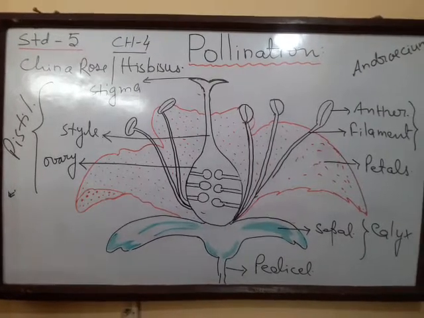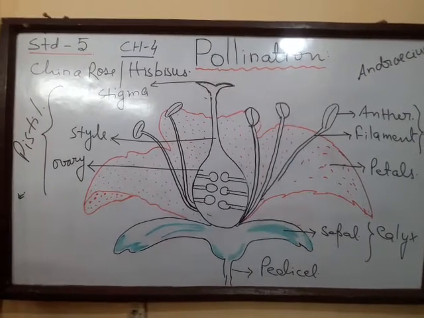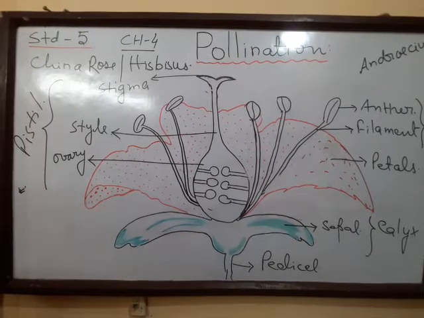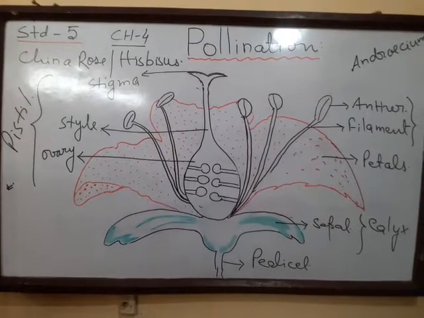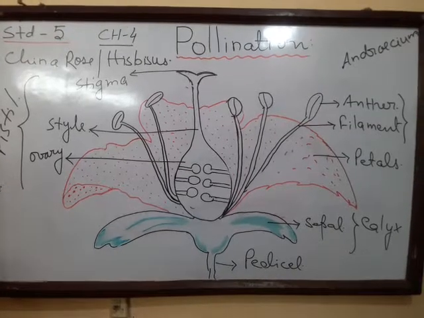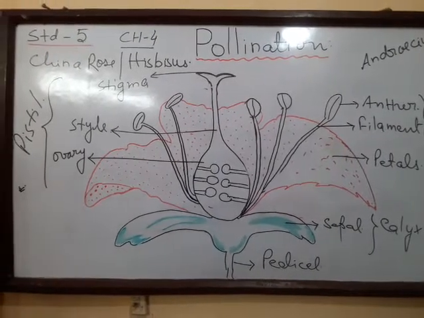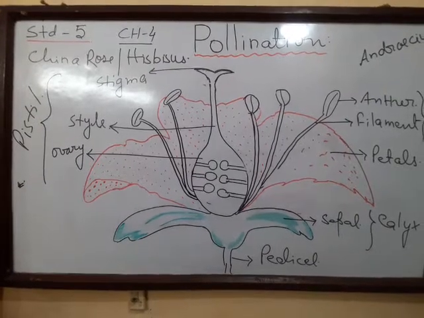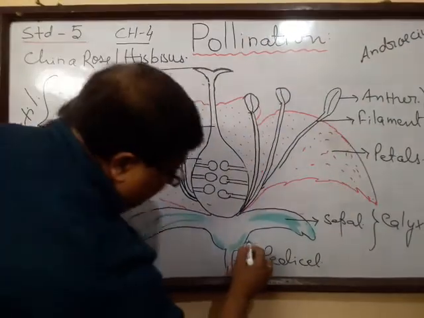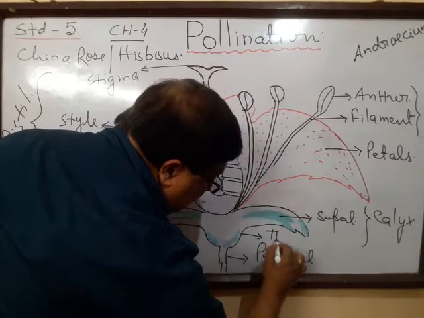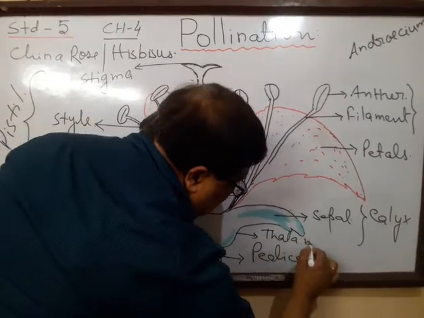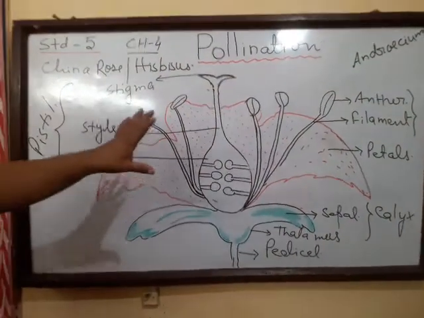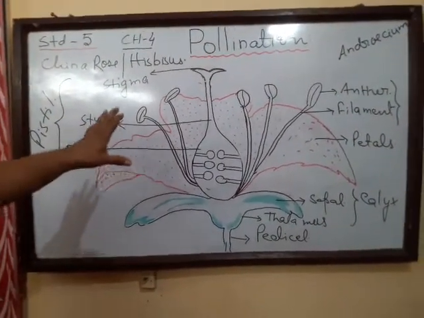Now at the bottom you see that the flower is attached to the branch of the plant with its stalk called the pedicel. The uppermost swollen part of the pedicel is known as the thalamus. Now where is the thalamus? It is a swollen part. This is the thalamus.